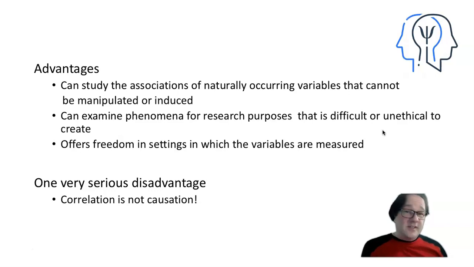One major disadvantage of correlational research is that just because you have two variables that are correlated, it does not mean that one is causing the other one to happen. In other words, correlation does not equal causation. So that's a big one. That's a really big one.